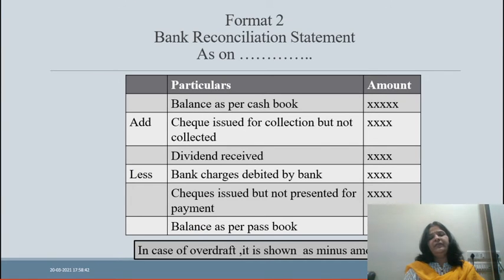This is the second format of bank reconciliation statement. In this format, add or less is written in the first column on the left hand side, and then particulars and then amount. Amounts which are added are written first, and then amounts deducted will be written after that in the less column, and lastly balance as per passbook will come. Again, in case of overdraft it is shown as minus amount.